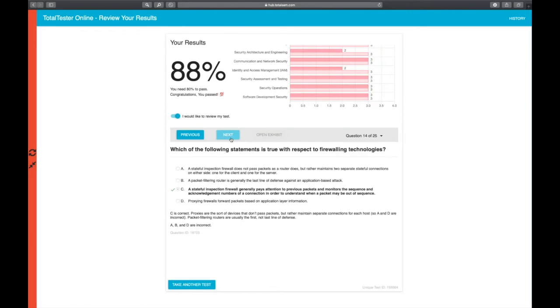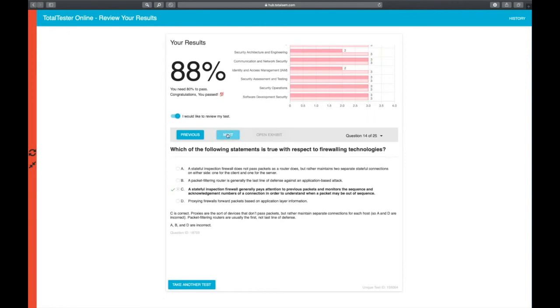Number 14. Proxies are the sort of devices that don't pass packets, but rather maintain separate connections for each host. So A and D are incorrect. Packet filtering routers are usually the first, not the last line of defense.